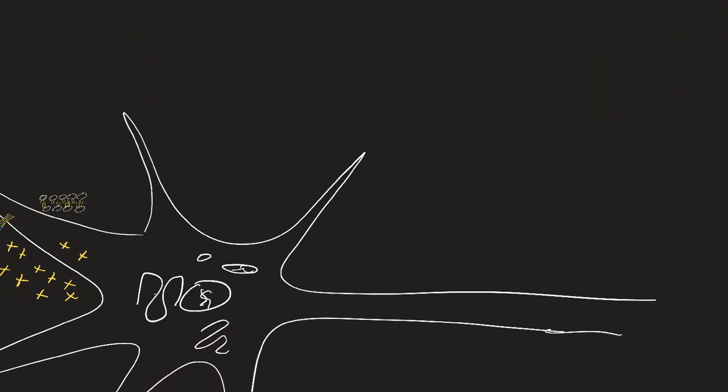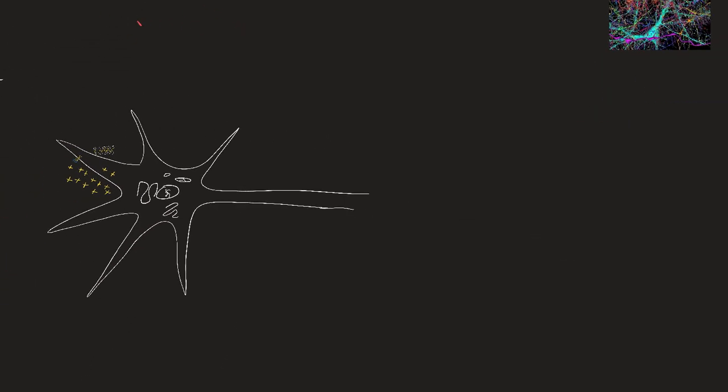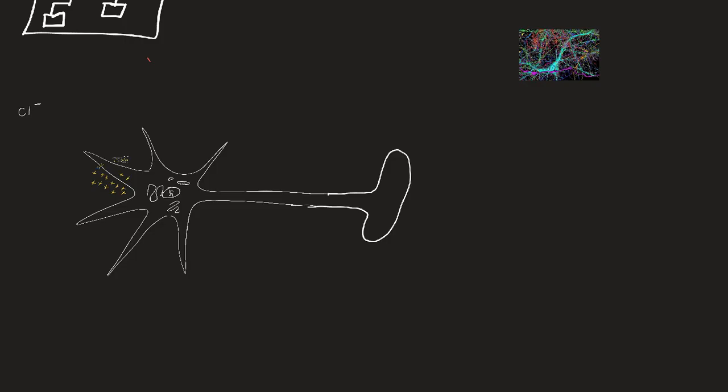So neurons also work with electrons, and with charged particles. Not really electrons, charged particles. This white is a membrane.